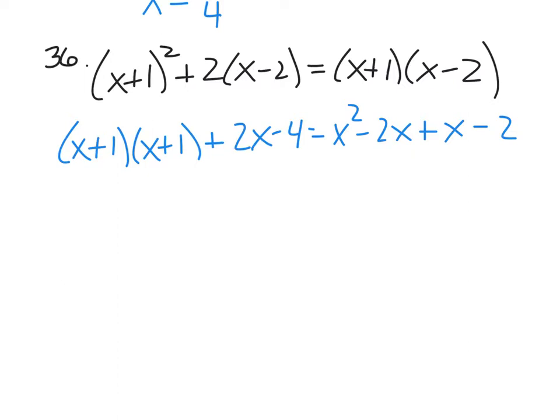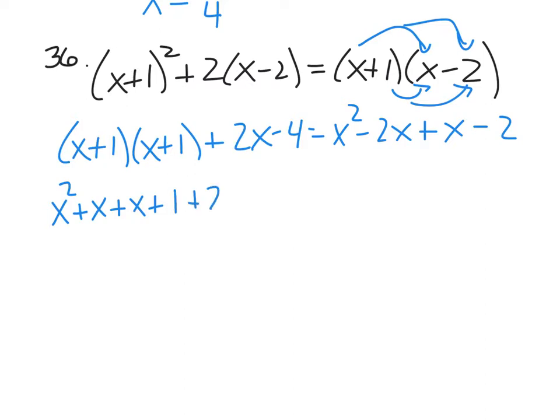Oh, wait. Where'd you get x squared from? Yeah, so over here, we had to FOIL the x plus 1. So we have to do that. So I'll do that now. So that's another x squared, then plus x plus 1. And then plus 2x minus 4.